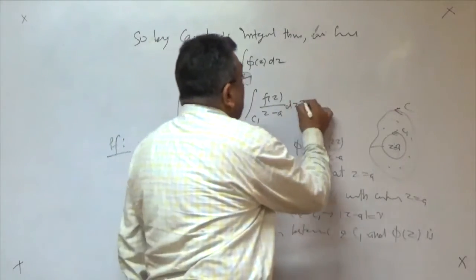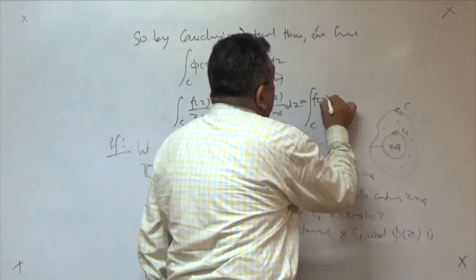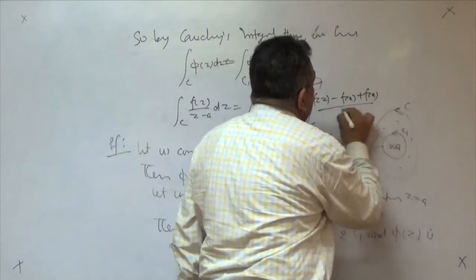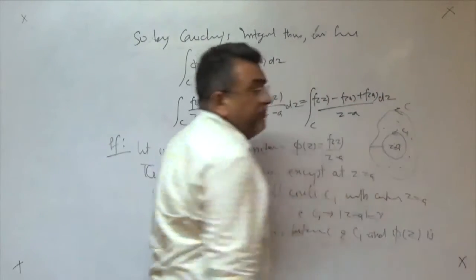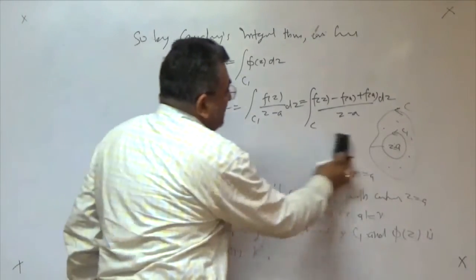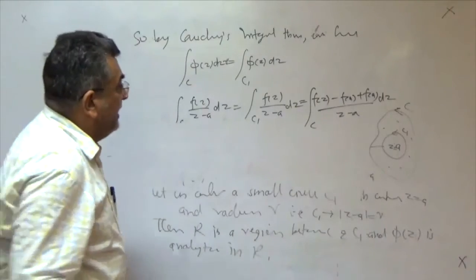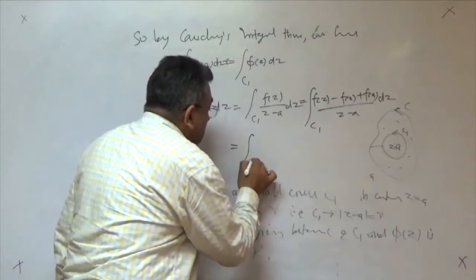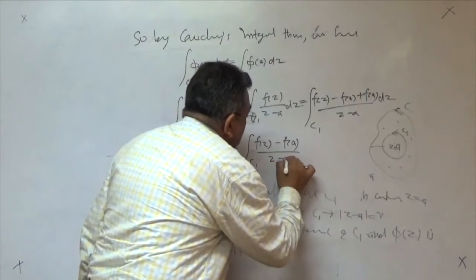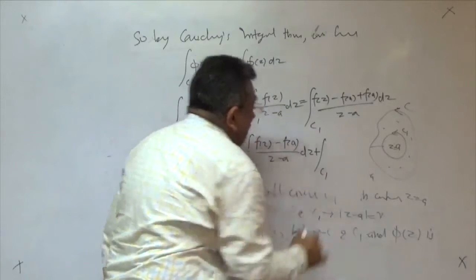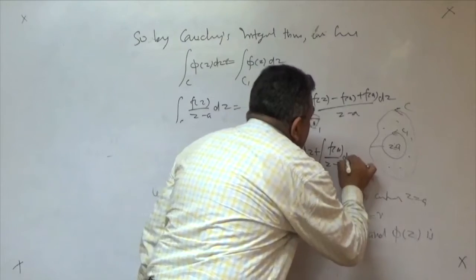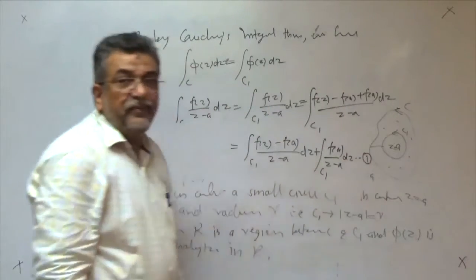How can we calculate this? Here in the numerator add f(a), and for balancing subtract f(a), upon z minus a, dz. This is simple. f(a) is subtracted, then f(a) is added, and if you separate this, we get two integrals: the integral over C1 of f(z) minus f(a) upon z minus a dz, plus the integral over C1 of f(a) upon z minus a dz. Take this as equation number 1.